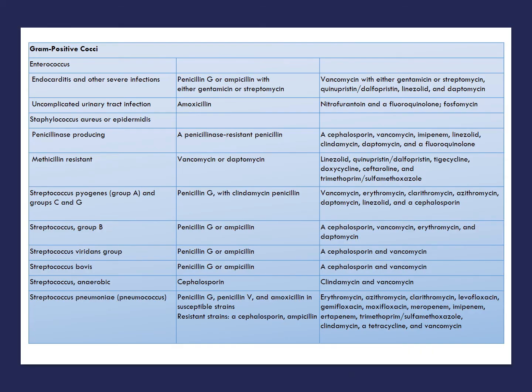The next few tables on the slides, we're going to view antibacterial drugs of choice specific to the organism and first choices and alternatives. For this table, we're looking specifically at gram-positive cocci. The first column reveals the organism, the second column is the drug of first choice, and the third column is some alternative drugs.